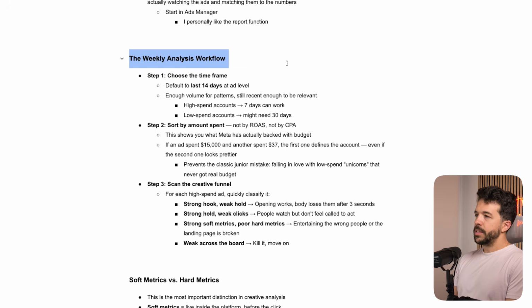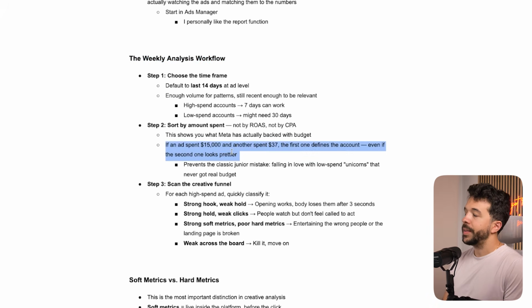Step two is sorting by amount spent. So not by ROAS, not by CPA, by amount spent. This shows you what Meta is actually backing with budget. And if an ad spent 15 grand and another one spent 37, the first one defines the account, even if the second one looks prettier, even if it has a higher CTR and higher hold rate, it's spending less. So it's not worth spending as much time as the one that's spending 15 grand.